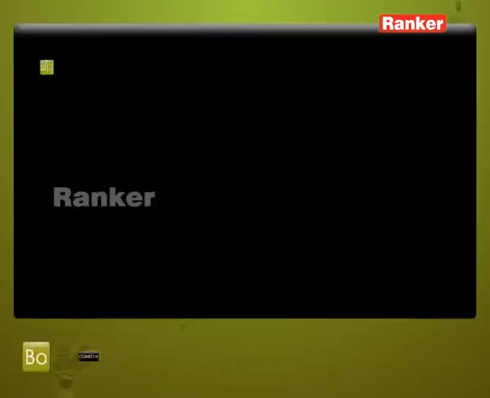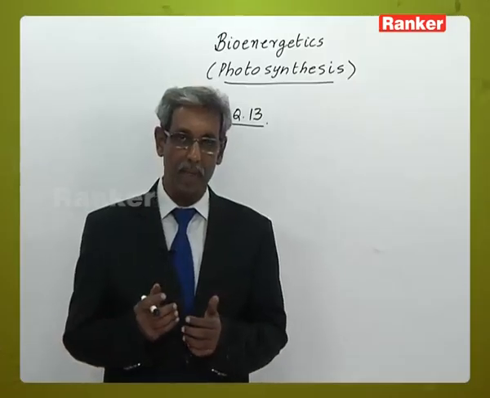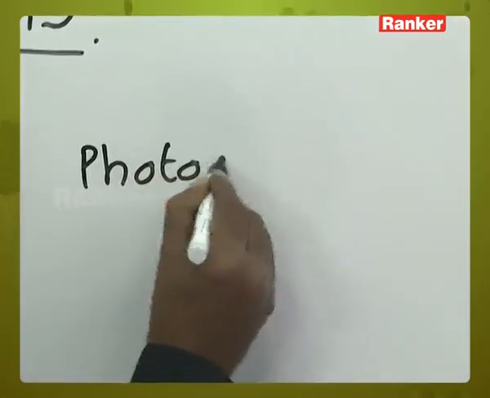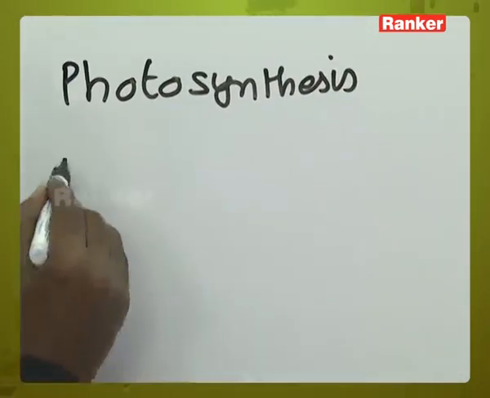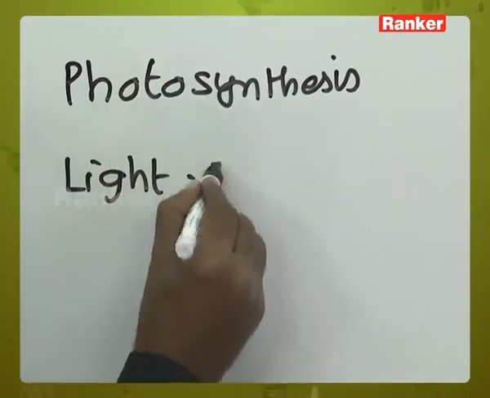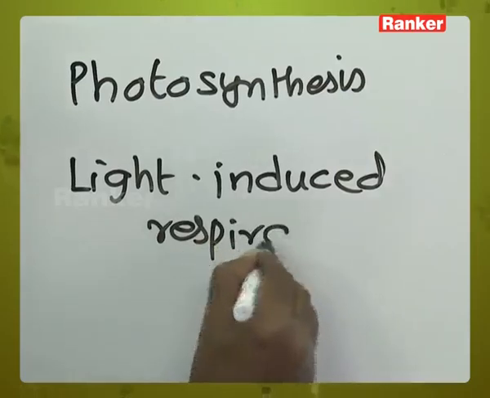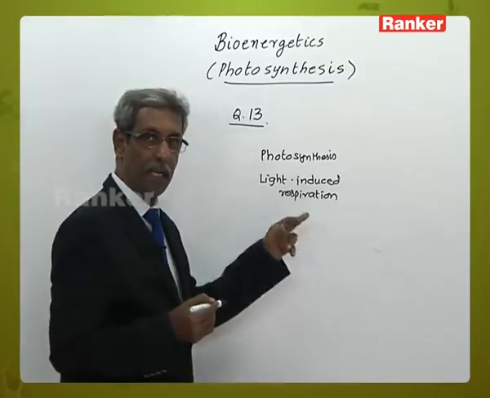Question number 13. Post elimination outburst of carbon dioxide means A. Photosynthesis, B. Photorespiration, C. Hatch-Slack pathway, D. Dark reactions. In crops, along with photosynthesis, there is also light induced respiration. That is, parallel to photosynthesis, there is also light induced respiration.